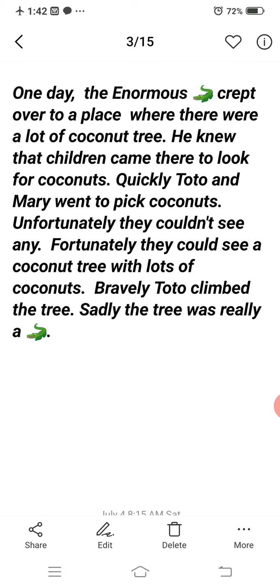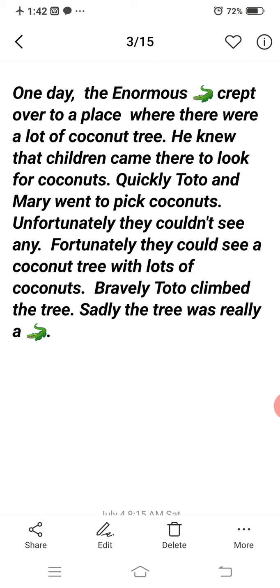One day, the enormous crocodile crept over to a place where there were a lot of coconut trees. He knew that children came there to look for coconuts. Quickly, Toto and Mary went to pick coconuts. Unfortunately, they couldn't see any. Fortunately, they could see a coconut tree with lots of coconuts. Bravely, Toto climbed the tree. Sadly, the tree was really a crocodile.